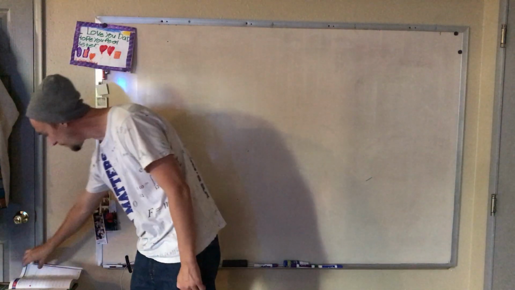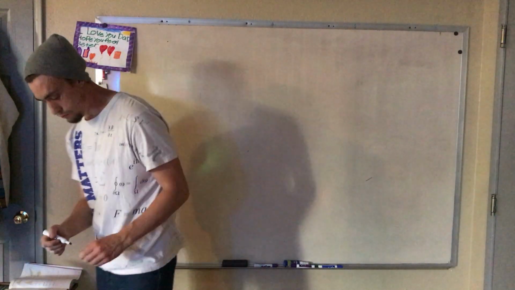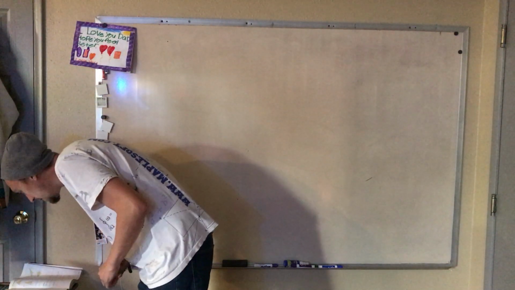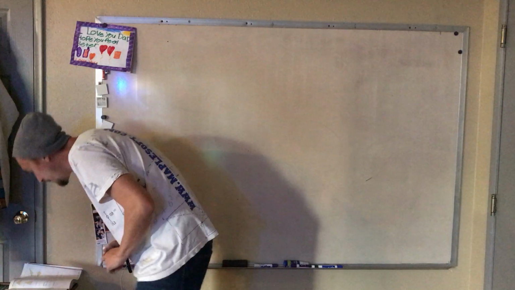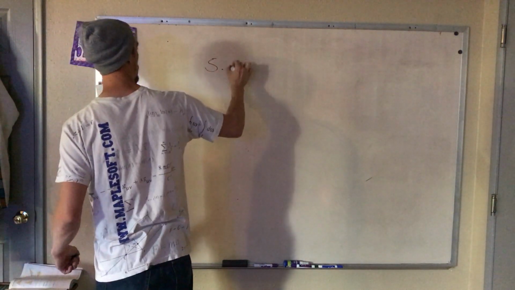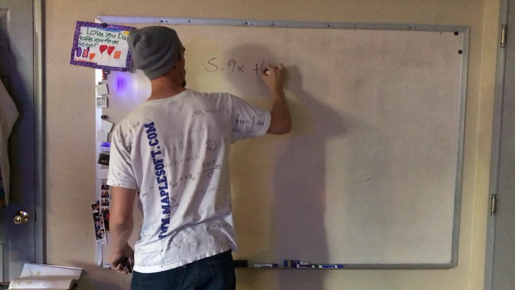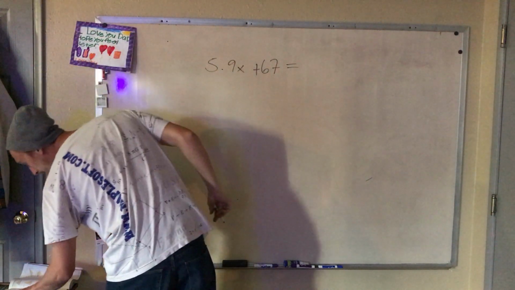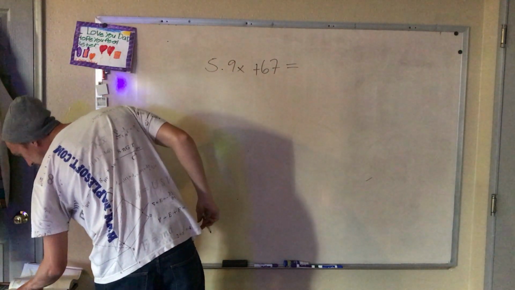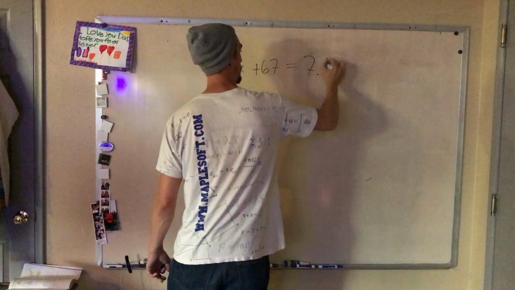Alright, so let's do a couple more. Let's say 5.9x plus 67 equals 7.6x plus 16.